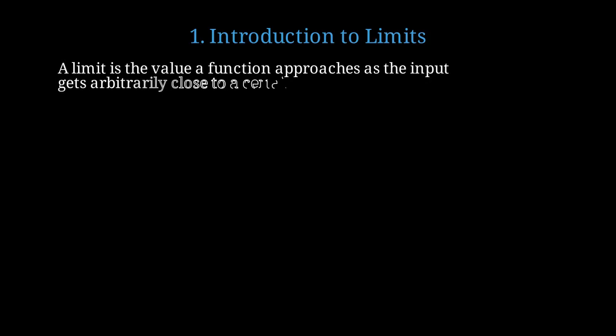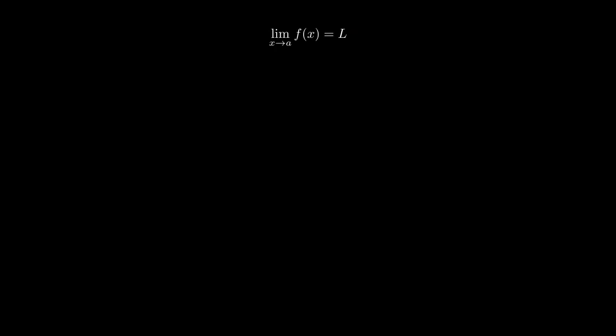In simple terms, a limit is the value that a function approaches as the input gets infinitely close to a certain point. The notation for a limit is lim x approaches a of f of x equals L, where L is the limiting value. This means that as x gets arbitrarily close to a, the function f of x gets arbitrarily close to L.